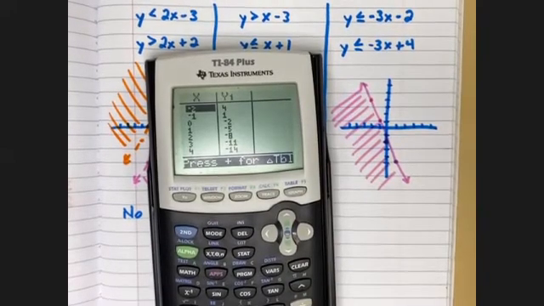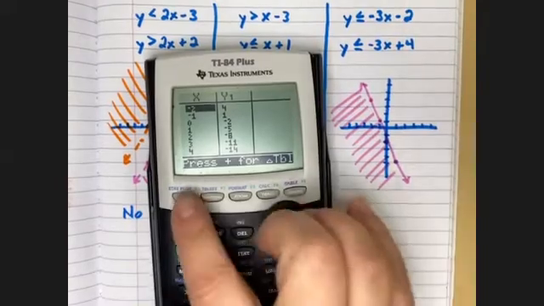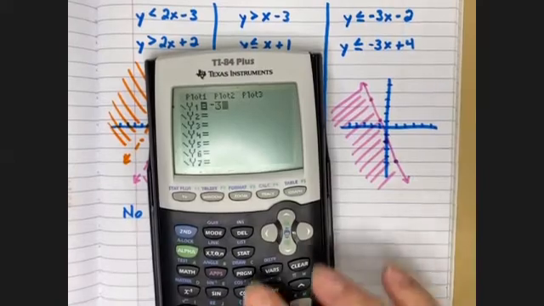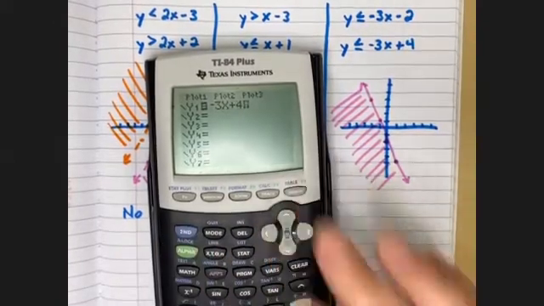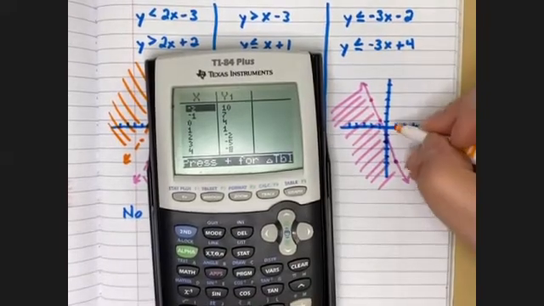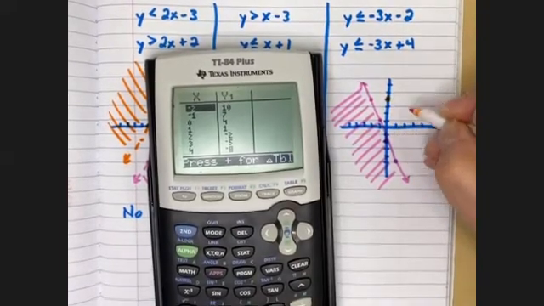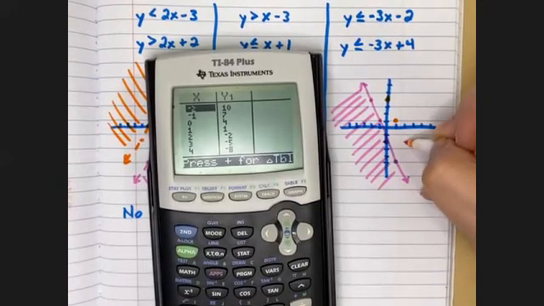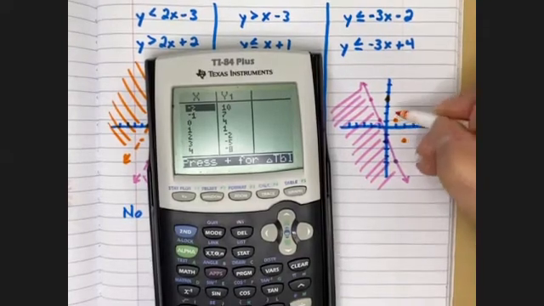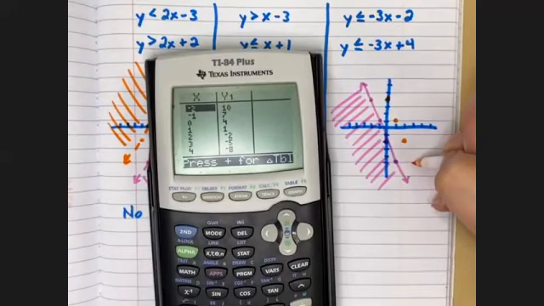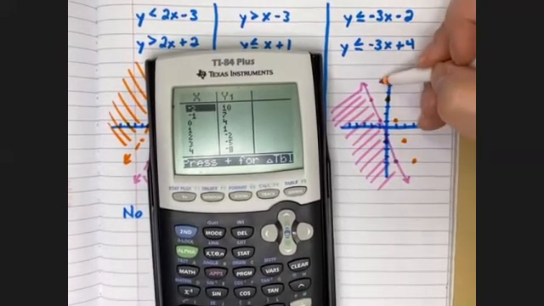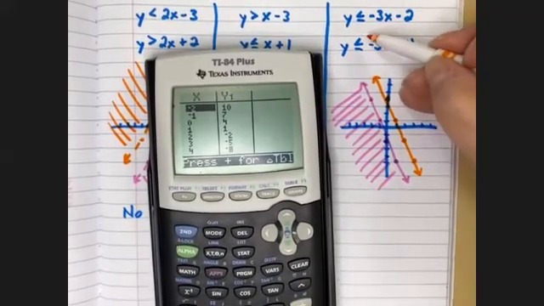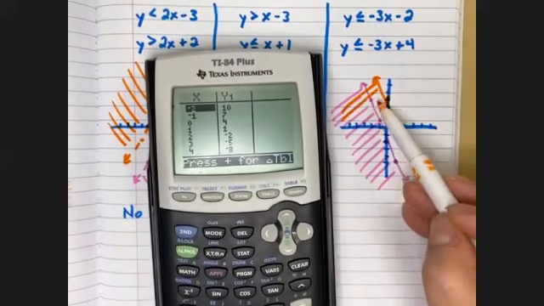Okay, so that's line 1. Now let's look at line 2. So I have y equals negative 3x plus 4. Looking at the table, 0, 4 is there. 1, 1. 2, negative 2. 3, negative 5. All right, once again, solid or dashed? It's solid. And am I shading above or below? It's actually going to be below.